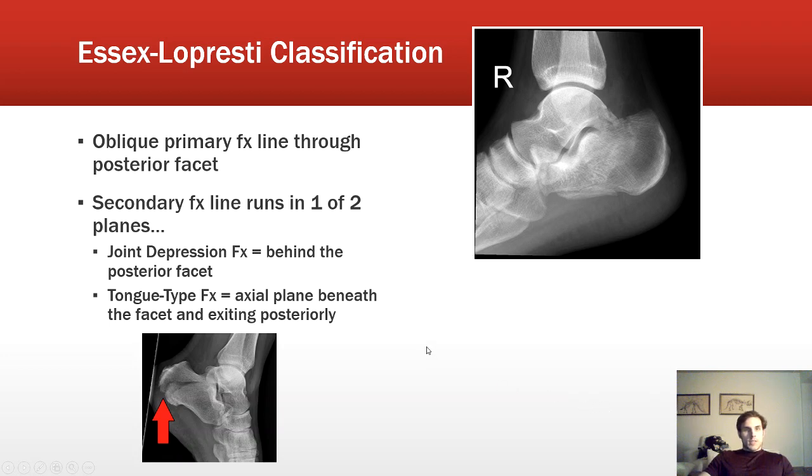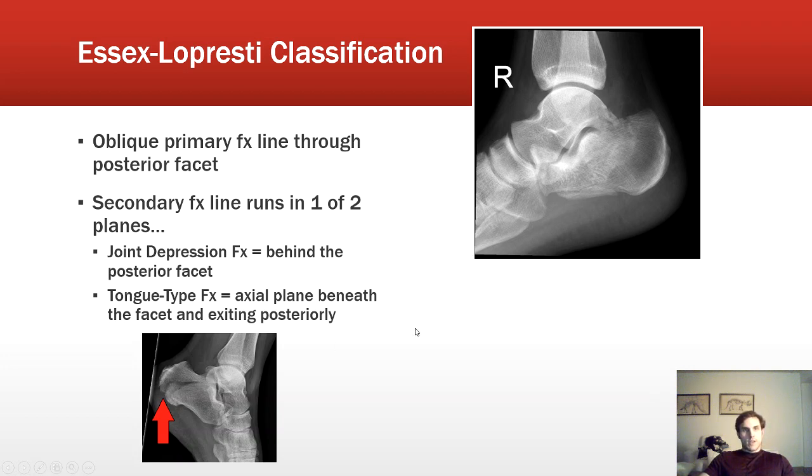The other possibility, if the secondary fracture line runs in the axial plane beneath the posterior facet and exits the calcaneus posteriorly, is a tongue type fracture. That's what we see here. You can see running in the axial plane beneath the posterior facet and exiting posteriorly, you have a secondary fracture line that causes a tongue type fracture. And the name, I'm assuming it was derived because the portion of bone that sticks up looks like a tongue.